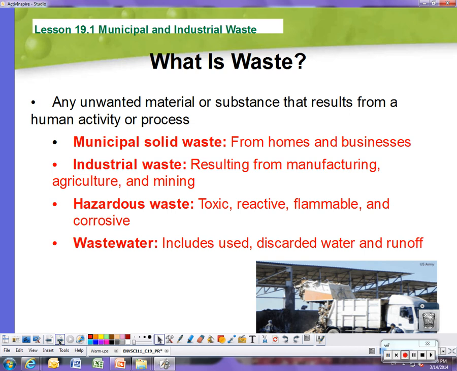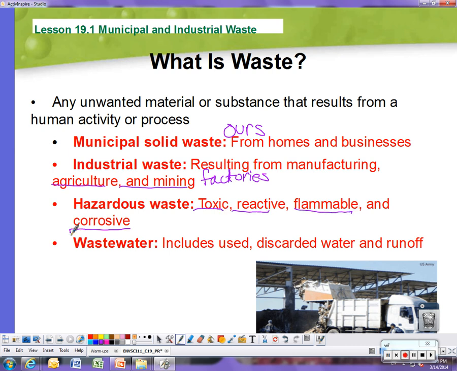Municipal waste is our waste. This is ours. Sorry, I haven't calibrated the board yet, so it's going to look a little funky. Industrial waste, that's going to be from factories, agriculture, mining, and I don't have factories on here, so I'm going to put it. Factories. Oh my gosh, this is awful. Sorry. Hazardous waste, this is the toxic, the reactive, the flammable, and the corrosive.